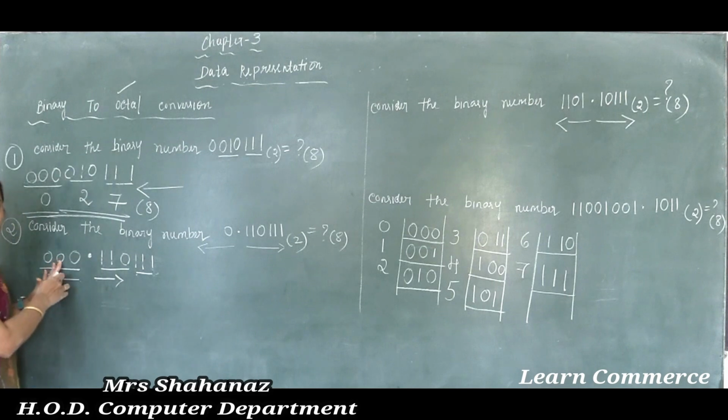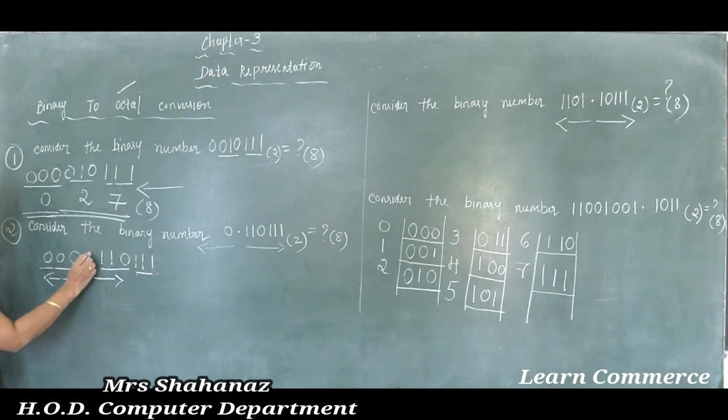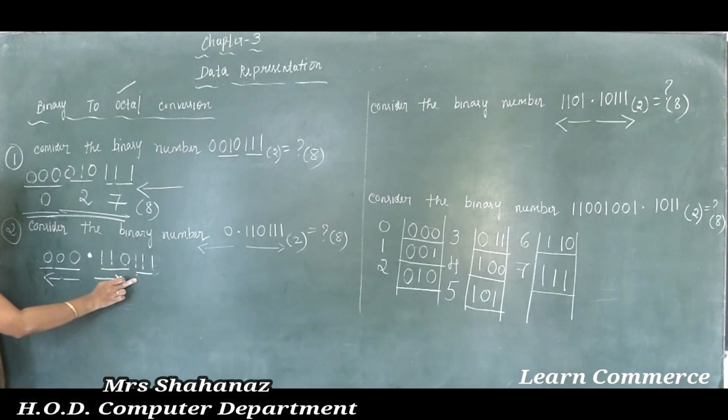So we can say that for whole numbers it may be necessary to add 0 in MSB in order to complete a grouping of 3 bits. And while representing the fraction, okay, while representing the fraction it may be necessary to add 0 in LSB in order to form a complete grouping of 3. Clear this point?